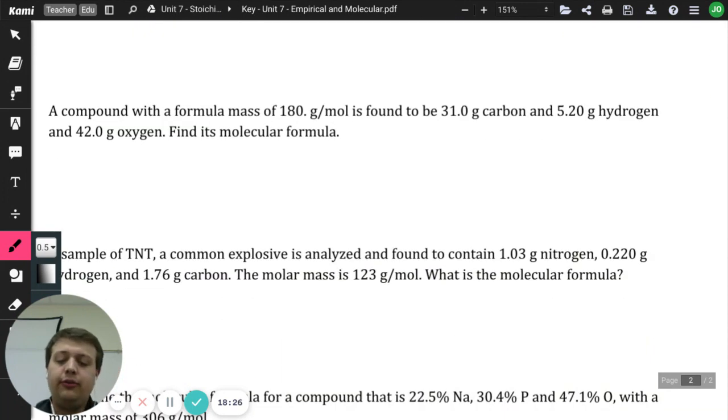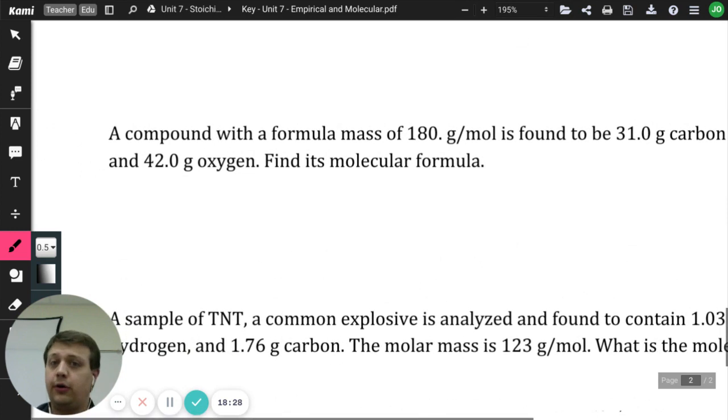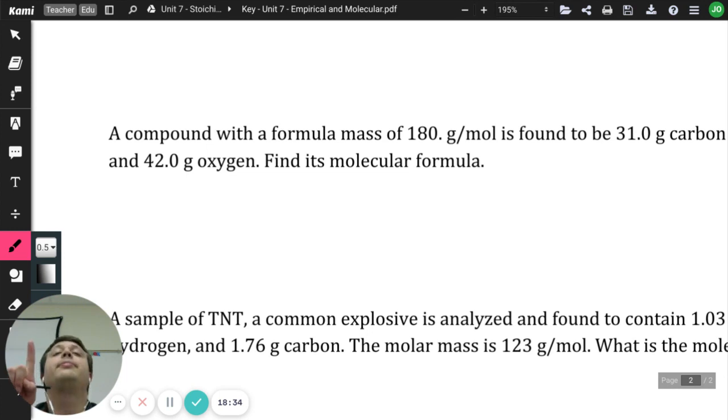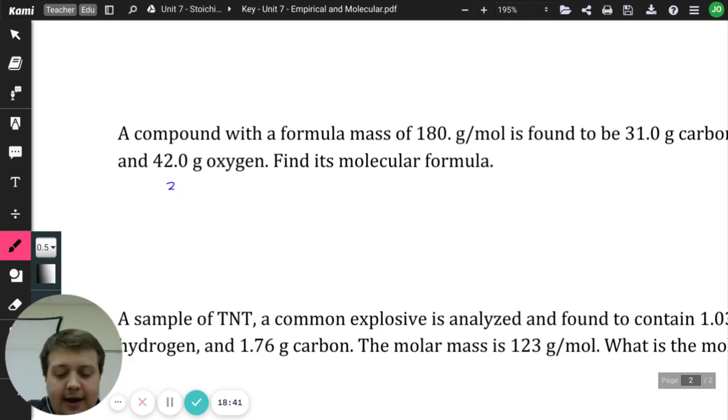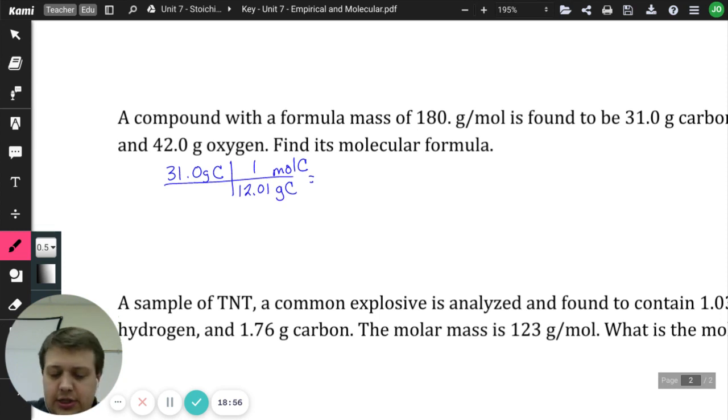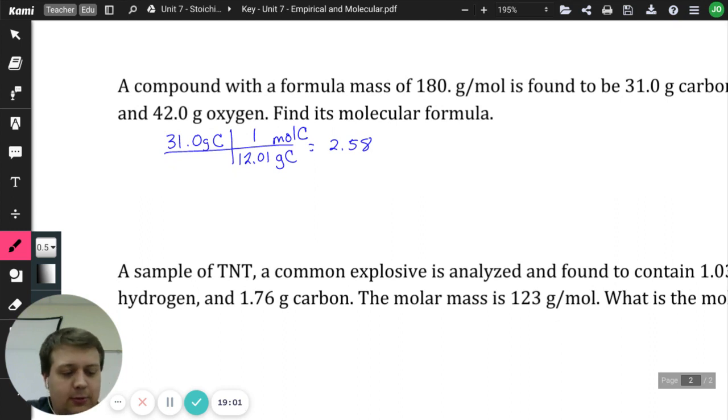Okay? So first off, let's go convert this into the empirical formula. So first off, have I done percent to grams? Yes, right? I'm already in grams, so I don't need to do that step. Next step is grams to moles. So I have 31.0 grams of carbon. We're going to convert that into moles of carbon using our molar mass. So 1 mole is 12.01. We plug that into our calculator. We get 2.58.